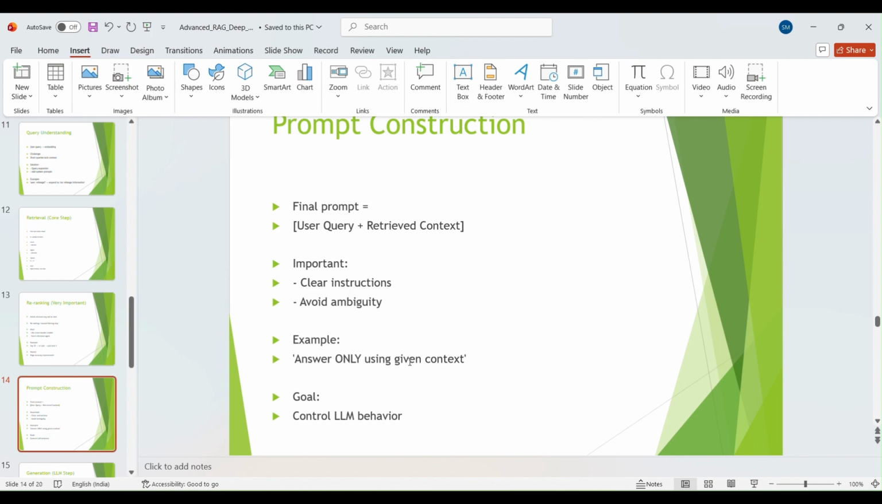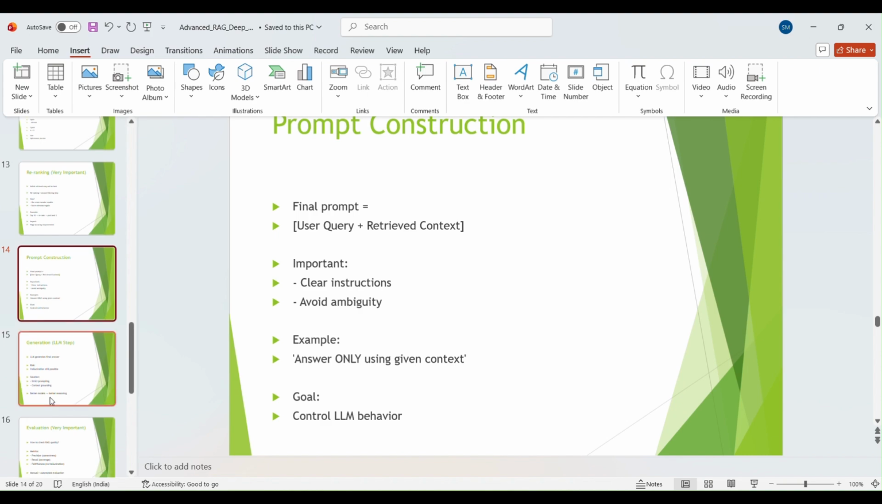Answer only using given context, okay. Clear instructions should be there, okay. So these things we are teaching to our LLM. Whatever is written here, we are teaching our LLM that you have to respond in this way only. Don't add too much noise or too much redundancy, or wrong answers in the output. Just give me in this structure, and you are ready to go.